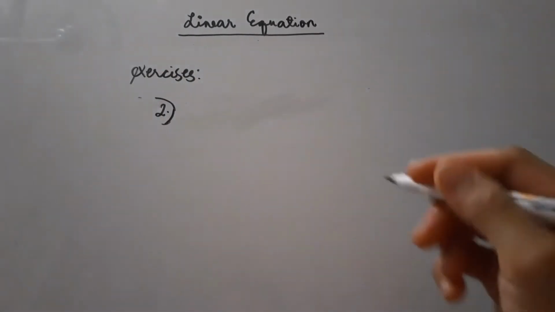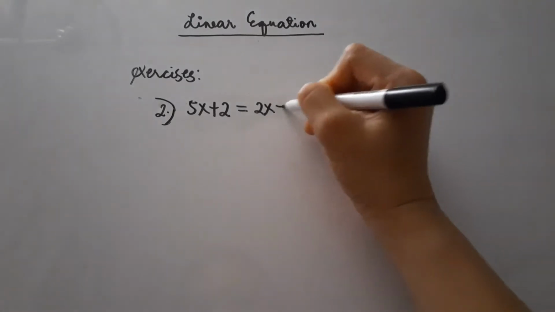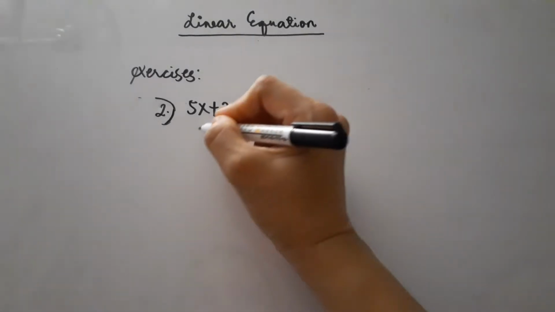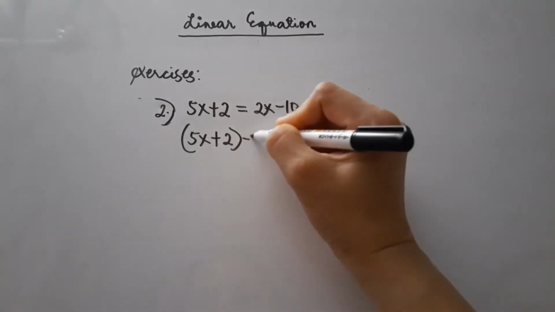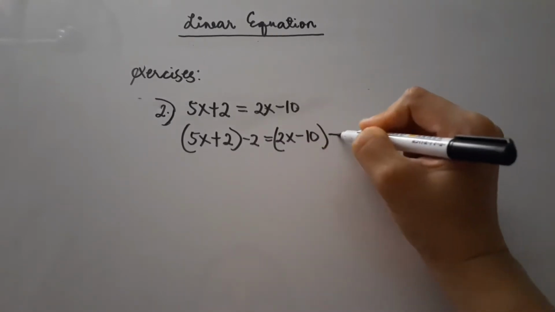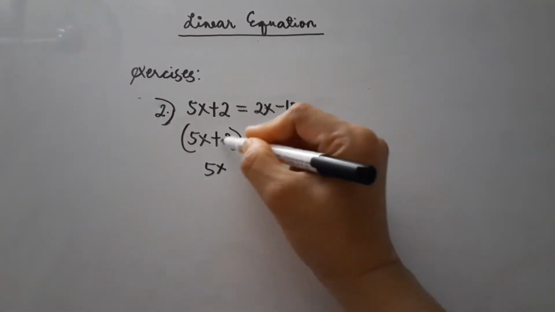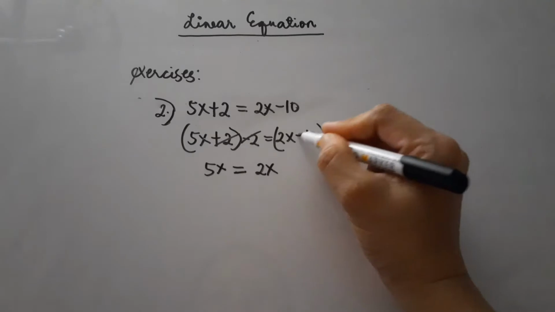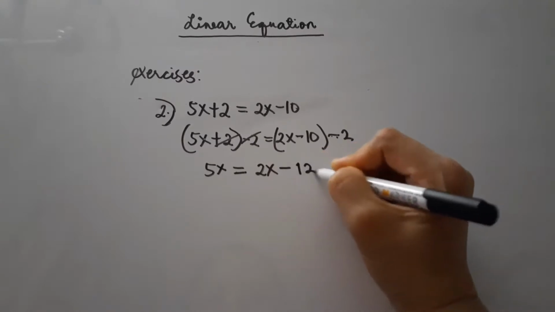And then let's have exercise number 2. We have 5x plus 2 is equal to 2x minus 10. So we have to isolate the value of x. So we have 5x plus 2. We add both sides by negative 2. So 2x minus 10. We can add negative 2, so cancel out negative 2 and positive 2. And then this one is negative 10 plus negative 2, which becomes negative 12.